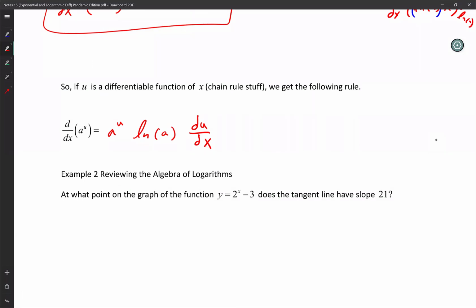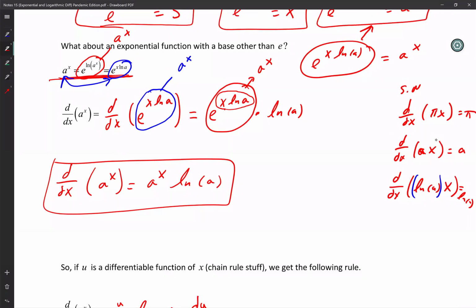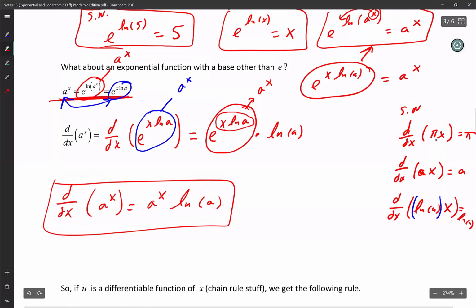Wait, I'm sorry. Where did we get the ln a again? From the derivative of x ln a, drop the x, it's a linear term. From right here, in blue. Because we knew how to take the derivative of e to the u. The derivative of e to the u is e to the u times du dx. Chain rule.